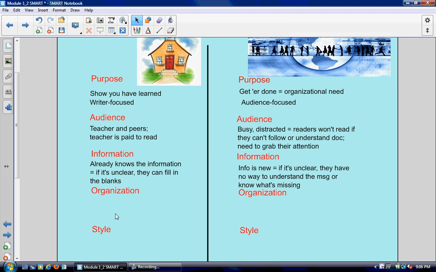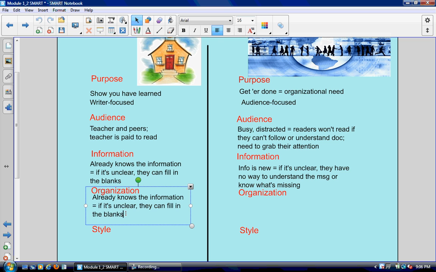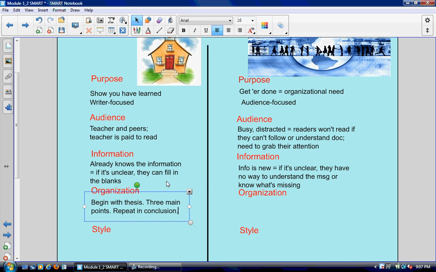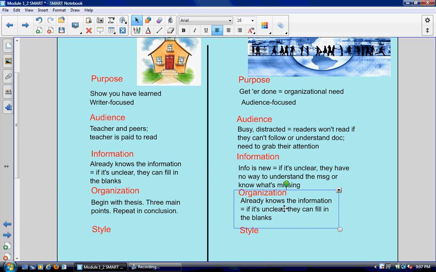Okay. In terms of organization, as I mentioned, we're all familiar with essay format where you begin with a thesis and you have this structure of paragraphs. Some people have learned the 5-paragraph essay, so you have 3 main points, and then you repeat in conclusion, right? That's kind of our standard organization, and you can rely on that in order to have your readers know where they are in the document. In business writing, your purpose is first. You want to make sure it's upfront and clear.